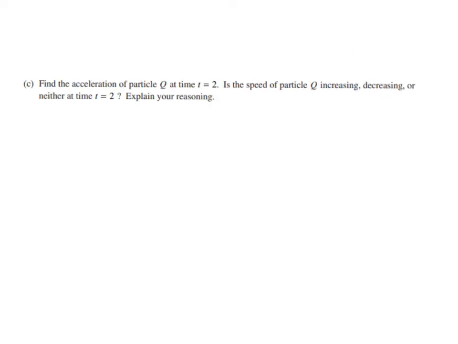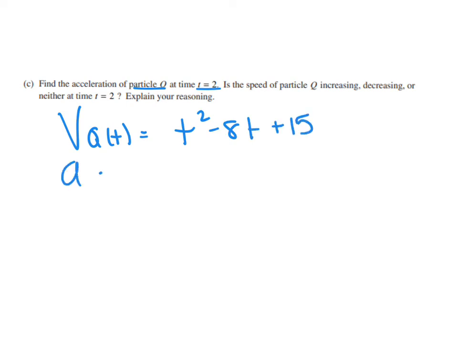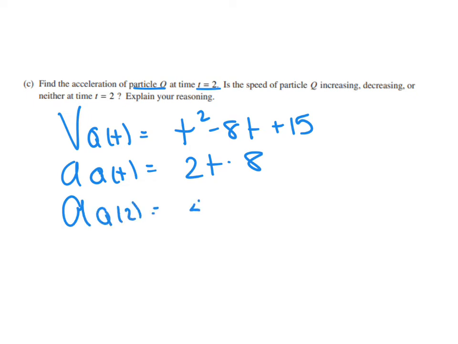Part C, find the acceleration of q at time t equals 2. So let's just stop there. We need the acceleration of q. So I know the velocity of q, that was given. Okay, so the acceleration, I'm just going to derive this, so I've got 2t minus 8 at time t equals 2. So now I'm going to plug in a 2. So that's going to be 4 minus 8 is negative 4.